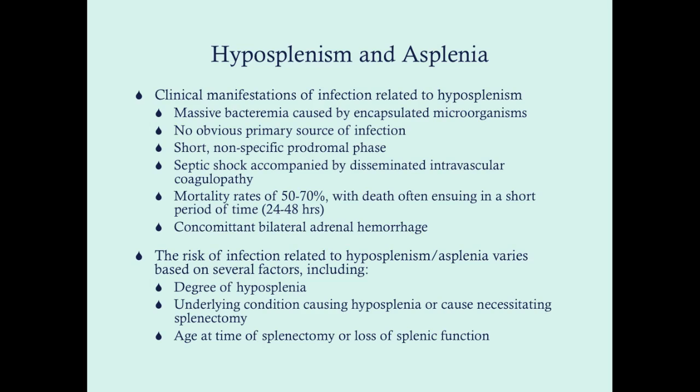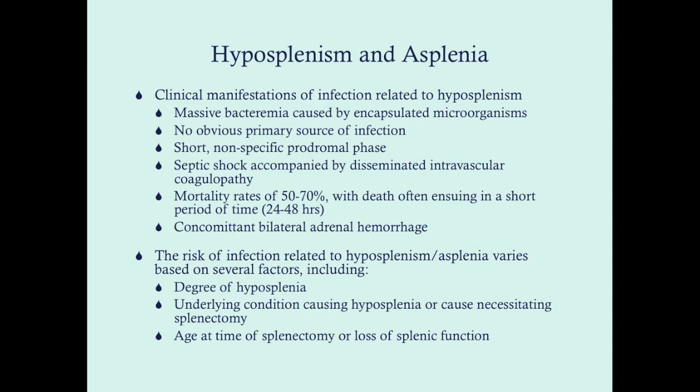So strep pneumonia, Neisseria, Haemophilus influenza. Those are your major encapsulated organisms that you're going to have difficulty with if you have problems with your spleen or problems with the complement system.